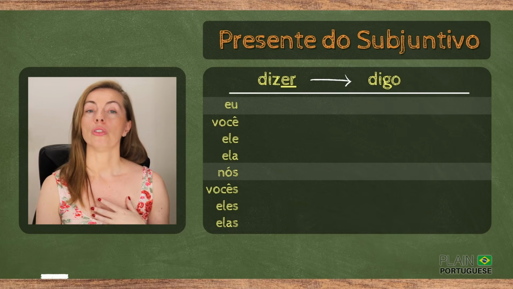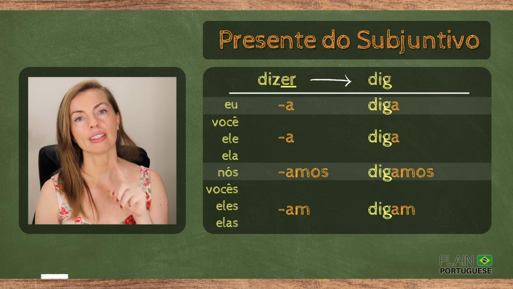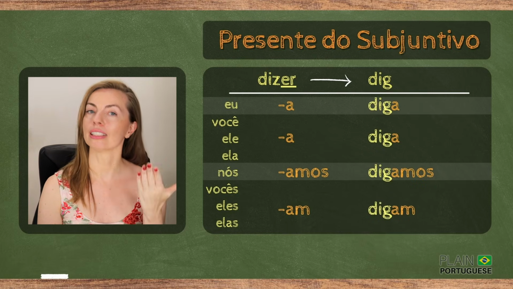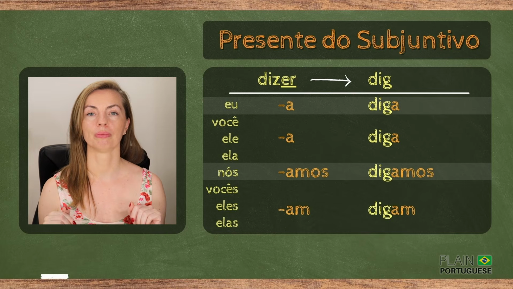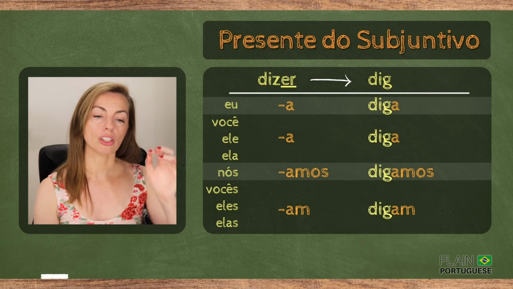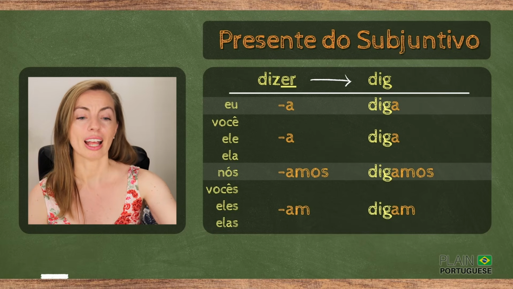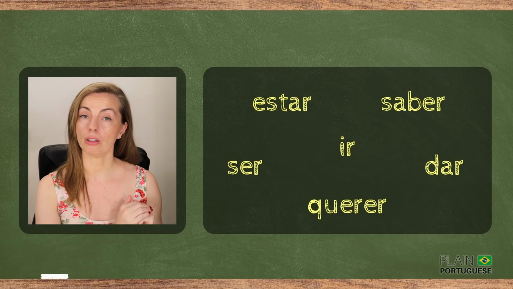Dizer. Eu digo, que eu diga, que você, que ele, que ela diga, que nós digamos, que vocês, que eles, que elas digam. Very good. There are very few regular verbs that won't follow this pattern.